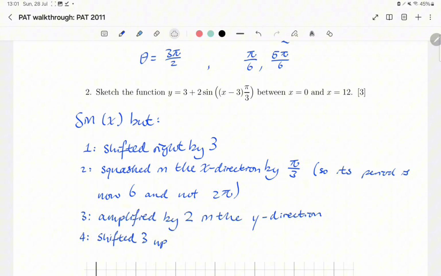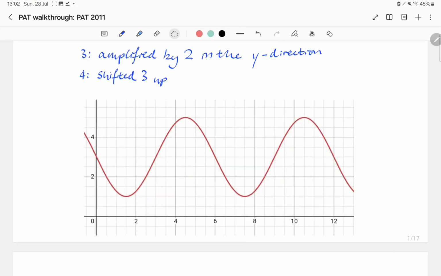Here, we've been asked to sketch the function y equals 3 plus 2 sine of x minus 3 multiplied by pi over 3 between x equals 0 and x equals 12. Now we'll notice that this function can be obtained from sine x by 4 transformations. Firstly, we have to shift the entire function rightwards by 3. Then we squash it in the x direction by pi over 3, so that its period is now 6 and not 2 pi. We then amplify it by 2 in the y direction, and we shift the entire function up by 3. Plotting this, we should get something that looks like this as our function.